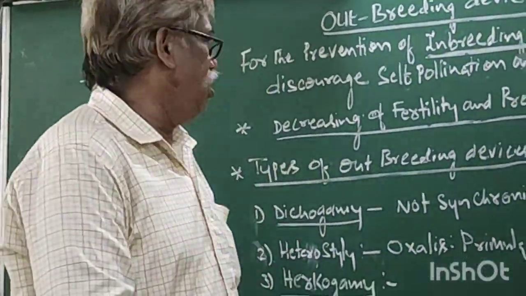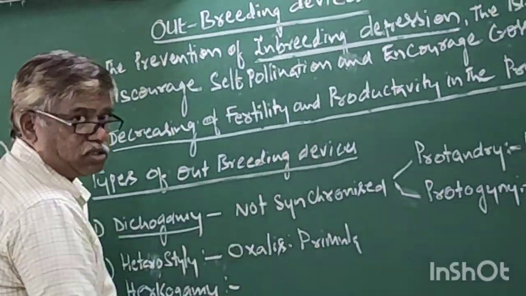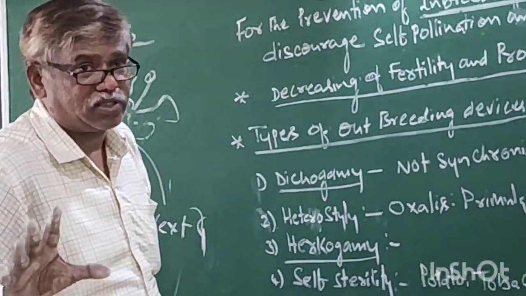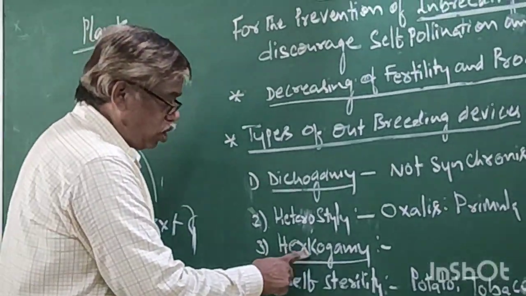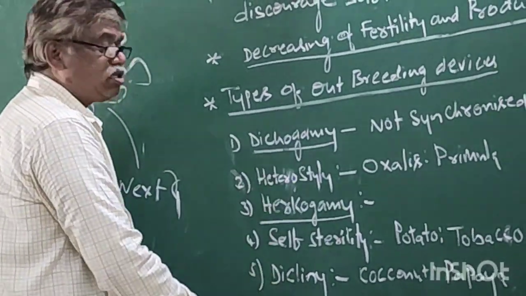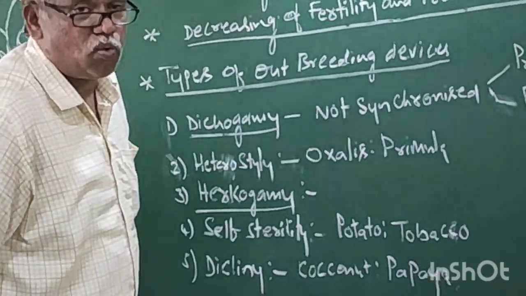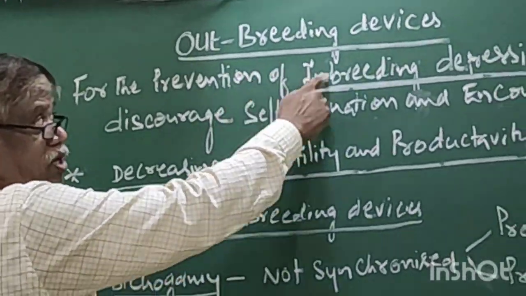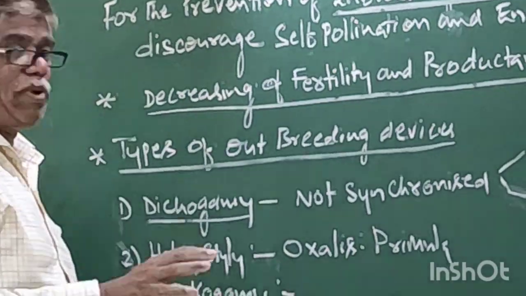In bisexual flowers, there are 5 types of outbreeding devices: dichogamy, heterostyly, herkogamy, self-incompatibility, and dioecy. What are these? Outbreeding devices. In which flower? Bisexual flower. Why? To prevent inbreeding depression. Now, one by one.